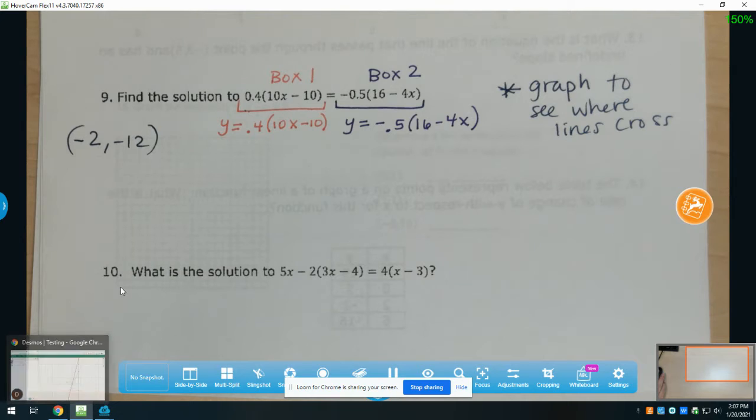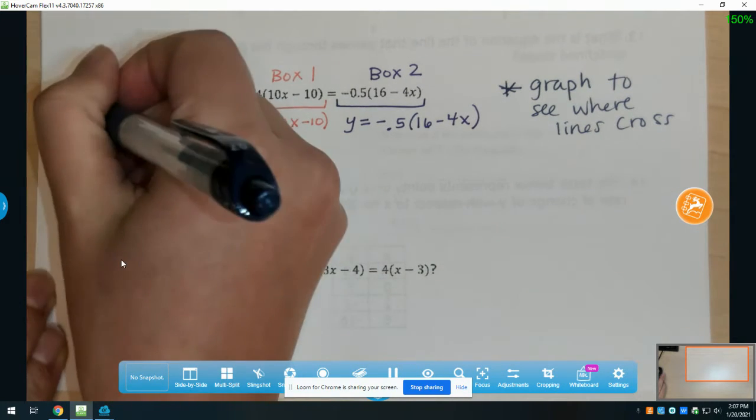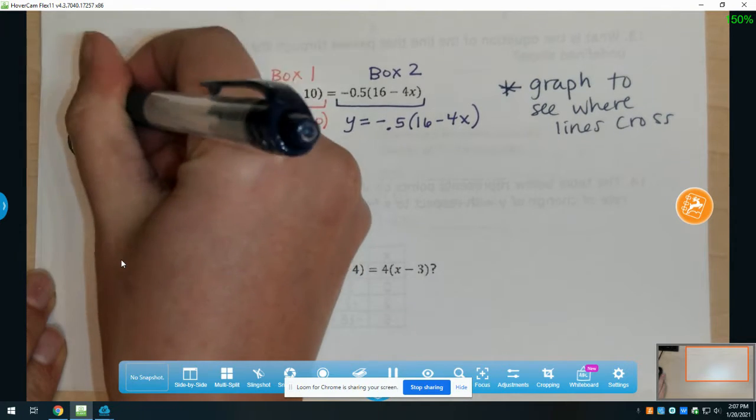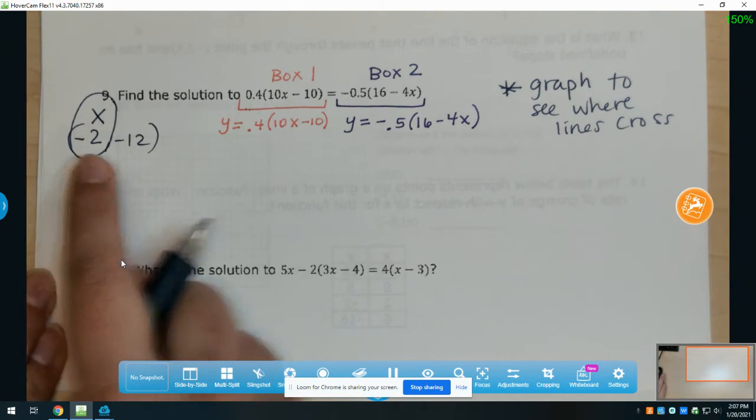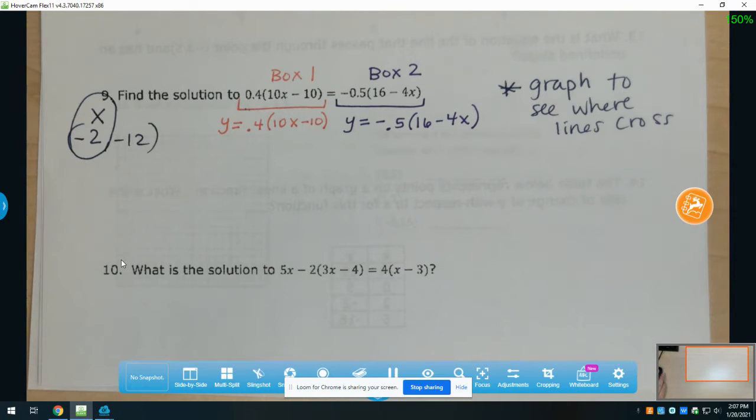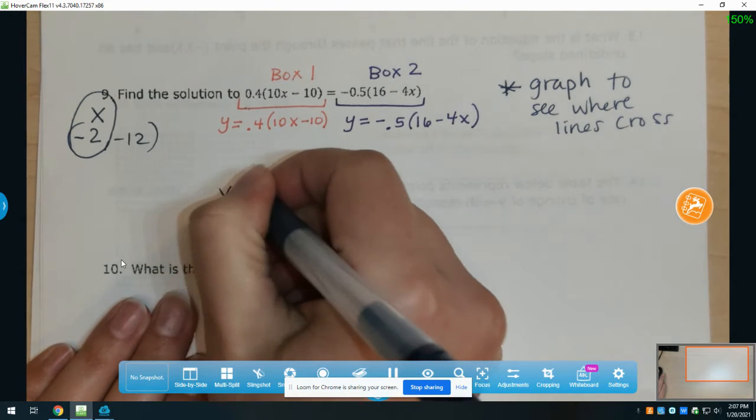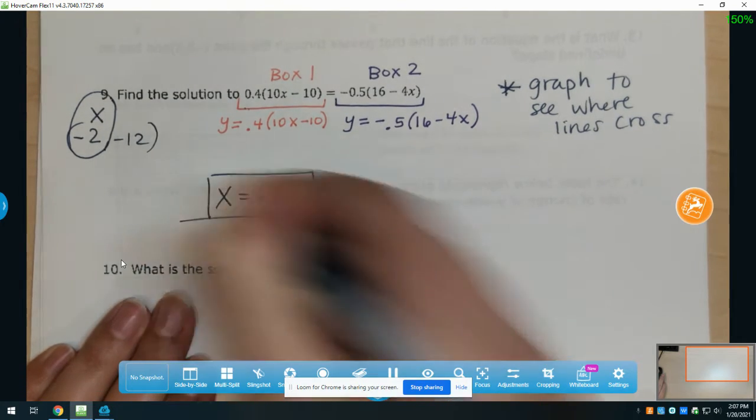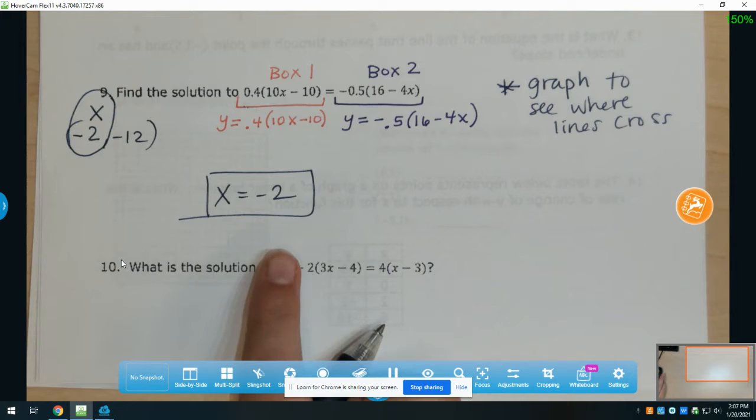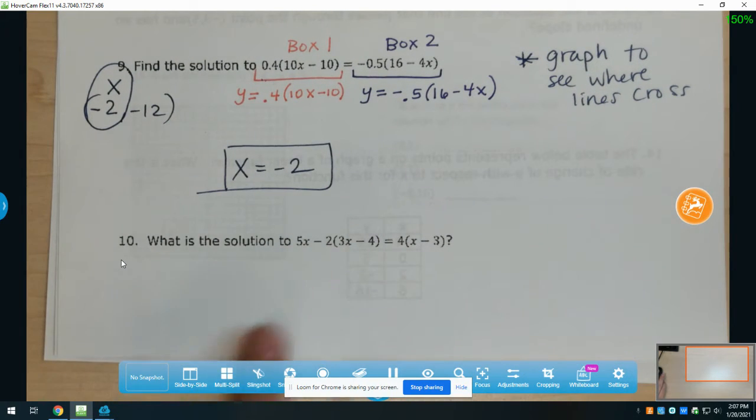So it's an alternative to solving the equation by hand. But this is not your answer. Your answer is the x coordinate of that solution. So looking for the x where the two lines cross each other, we're going to say our answer is x equals -2. Okay, so that would be one way of solving it without having to do all of our algebra work.